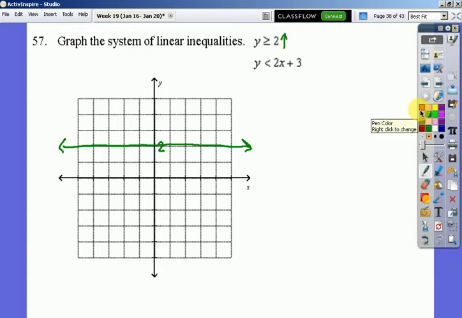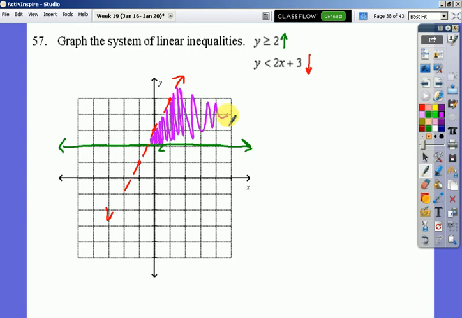The next one, is that solid or dotted? That's dotted, so I'm going to find my y-intercept of 3. I'm going to go up 1, 2, over to the right one, or down 1, 2, over to the left one, and I'm going to make a dotted line. Is that going to be above or below? Below. Alright. So this is going to be below, this is going to be above, the red's going to be below, the green's going to be above, so they're going to intersect right there.